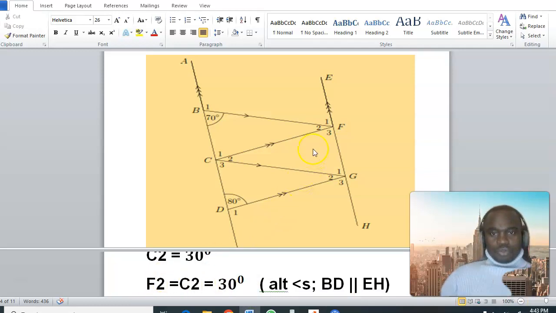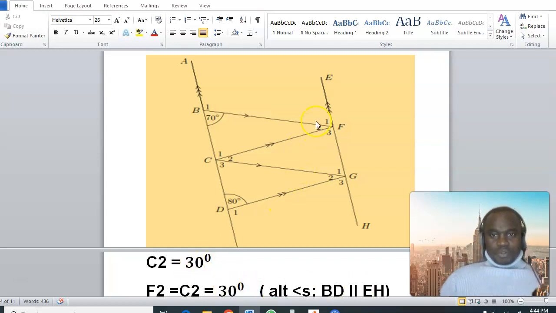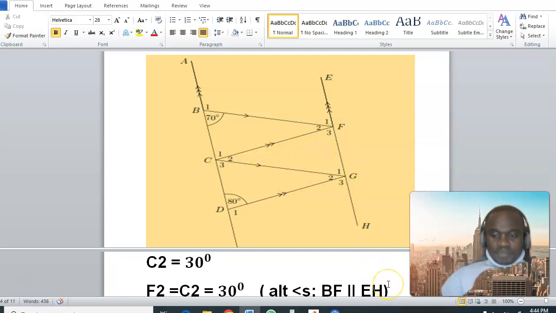Then F2. Check, F2 is equal to C2. Alright, and we already know that C2 is equal to 30 degrees. So F2 is equal to C2. This is alternate angle. This line BF is parallel to CG. That is alternate angle. So here supposed to be F. BF is parallel to CG. So this must be CG.